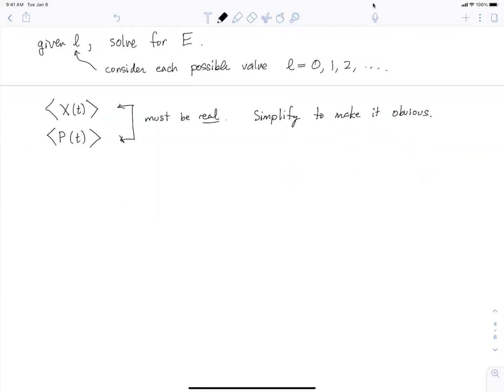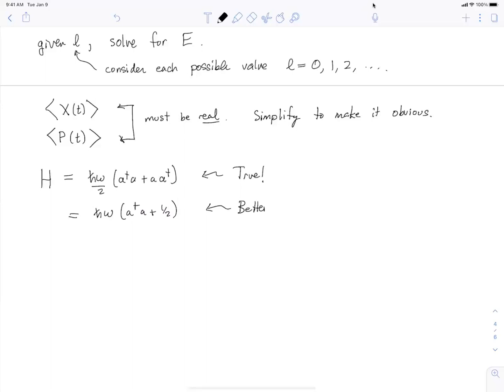Here's another example of something that's nice to put in simpler form. A few people wrote a Hamiltonian for the harmonic oscillator. You can write it like this: A dagger A plus A A dagger. And this is perfectly true. But it's even better to write it like this, as we've done in class. Okay, and so this is even better. And why is it better? It's better because this is normal ordered.